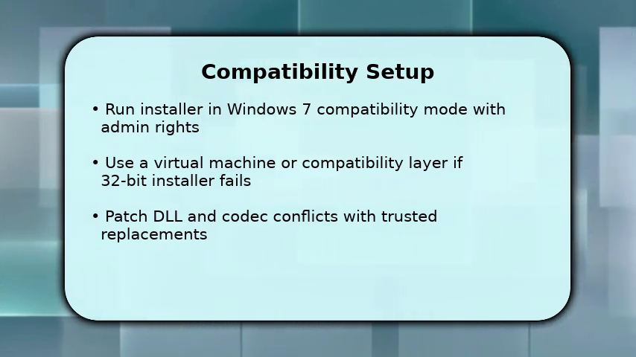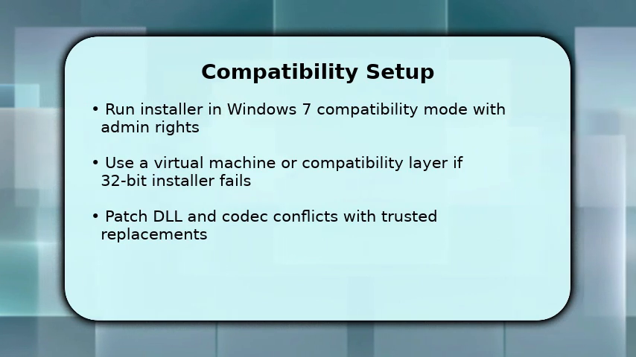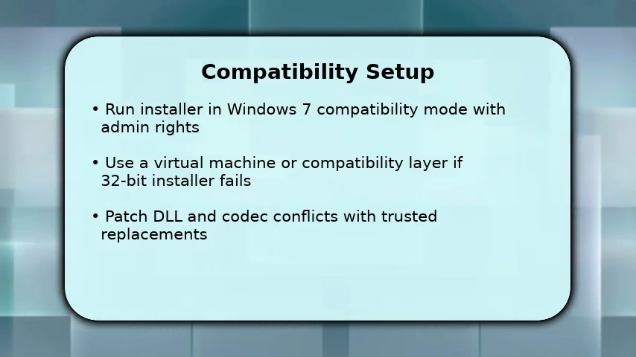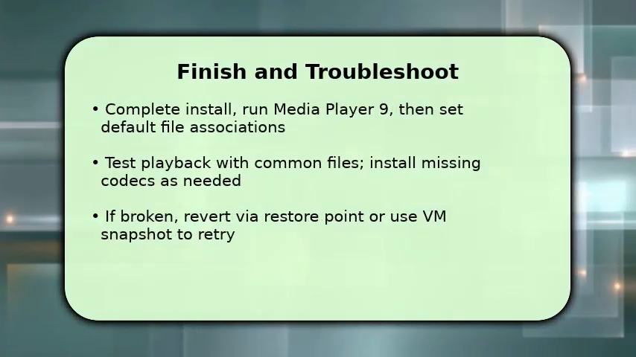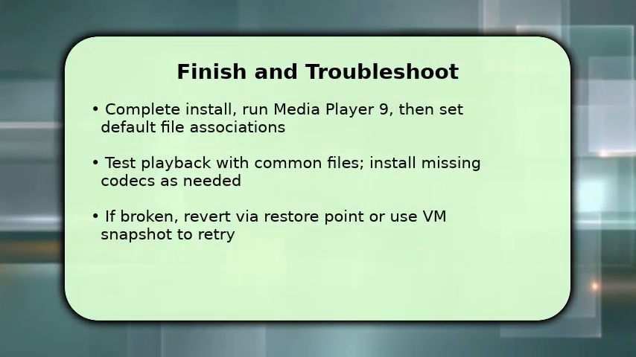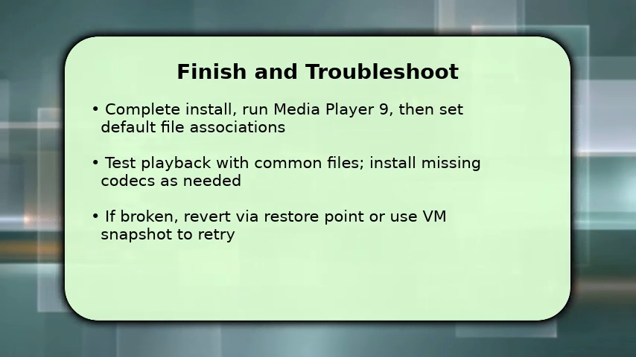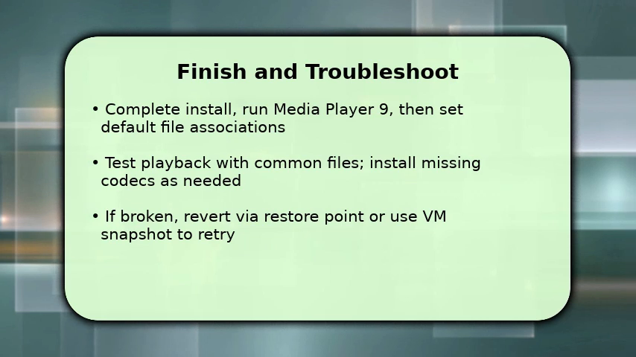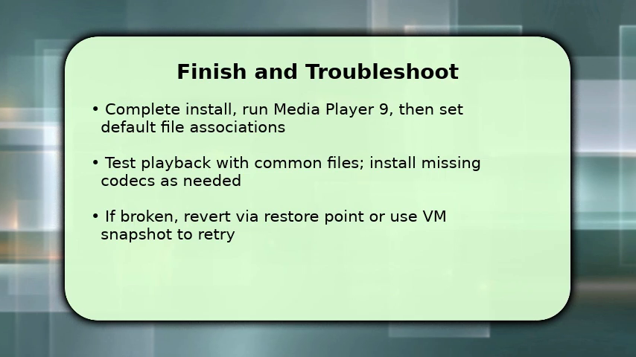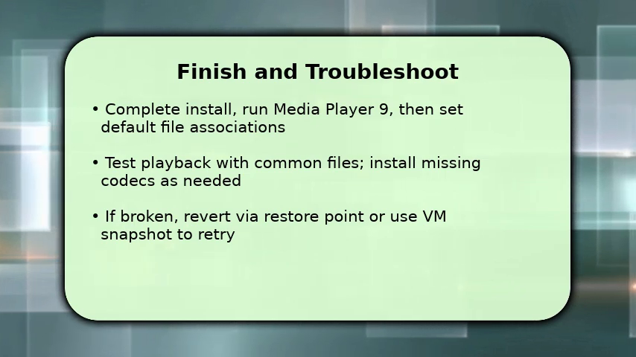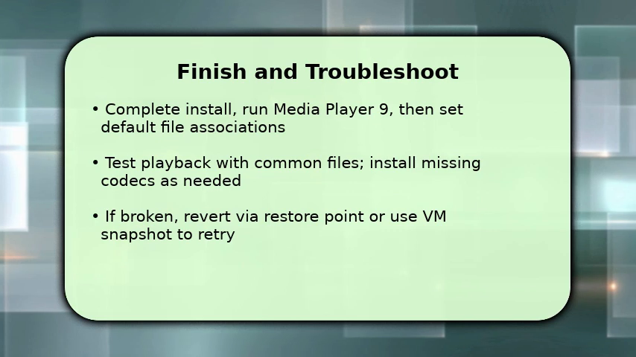You finish by running the installed player, setting file associations, and testing playback across MP3, WMV, and AVI files to verify functionality. If playback fails, install compatible codecs or adjust audio device settings. Modern drivers sometimes require rolling back to a legacy audio codec or using an older DirectShow filter.